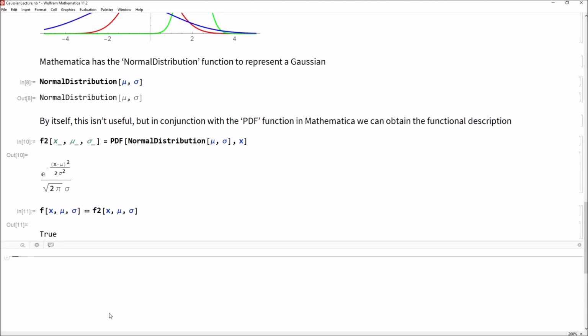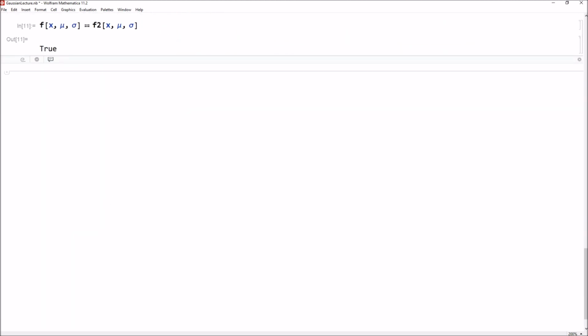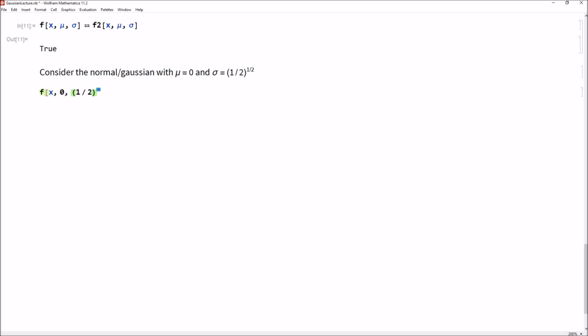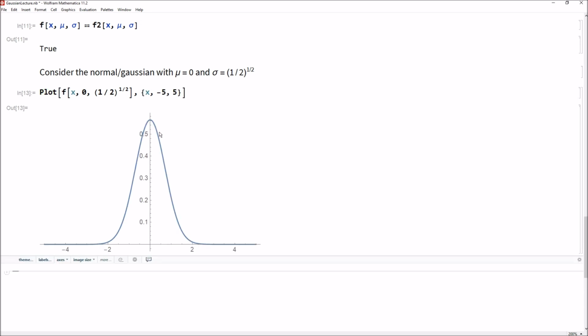All right, so just continuing on with our Mathematica notebook, let's scroll down and get a little bit of white space. What we would now like to do is, again, consider the normal slash Gaussian with mean of 0 and standard deviation of, what was it? It was 1/2 to the 1/2, square root of 1/2. So we already know what that was. I already have my function f to do this, so we can just write it like such and get our Gaussian function. If we wanted to, we could plot this just to see what it looks like. Yep, here's our Gaussian centered around 0.